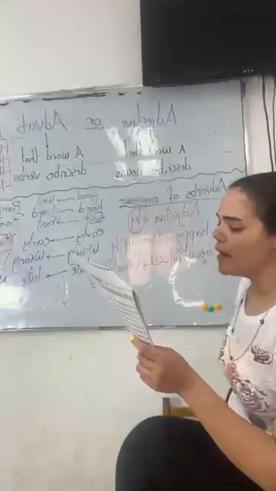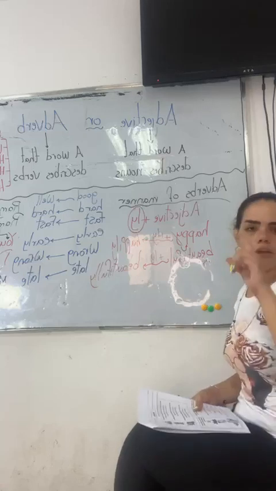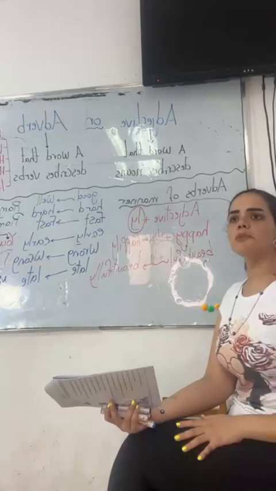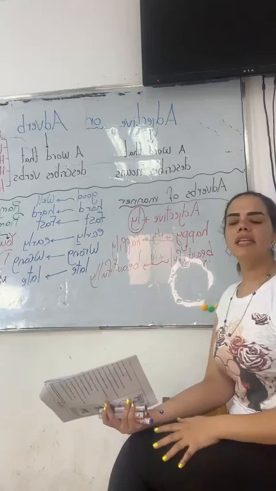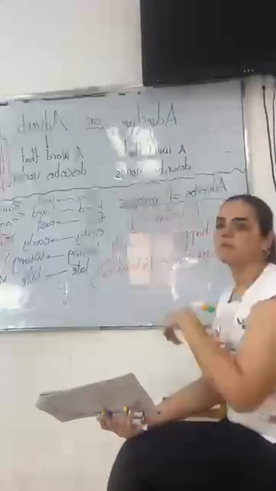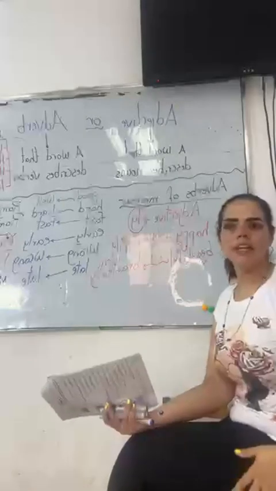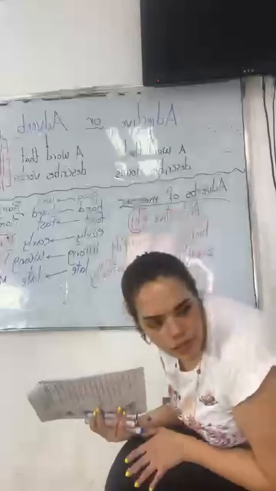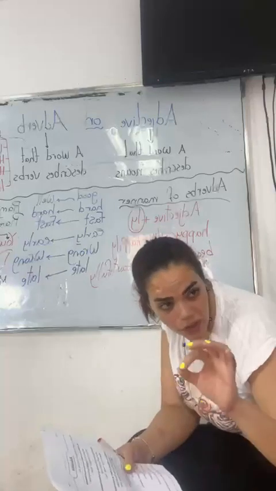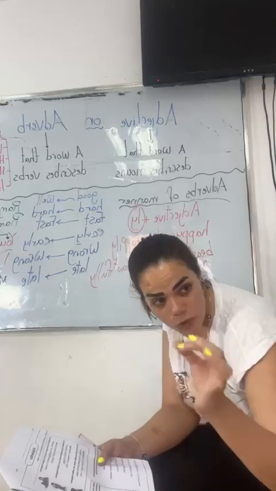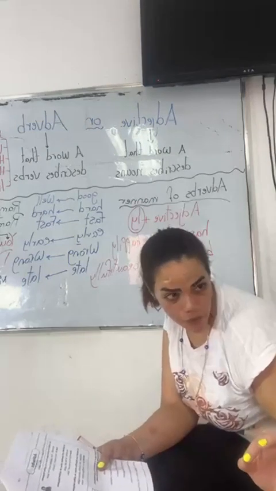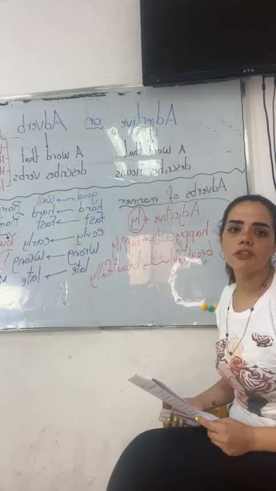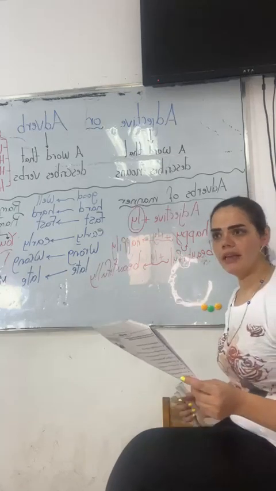Number one, my grandpa snored loudly. Anas, where is the adverb? Loudly, great job. Guys, loudly describes what? Which type? How. Great job. Circle loudly and write how. We circle the adverb and we write what this adverb describes, like where or when or how often. You got the point? Okay. So number one, loudly, and we write how.